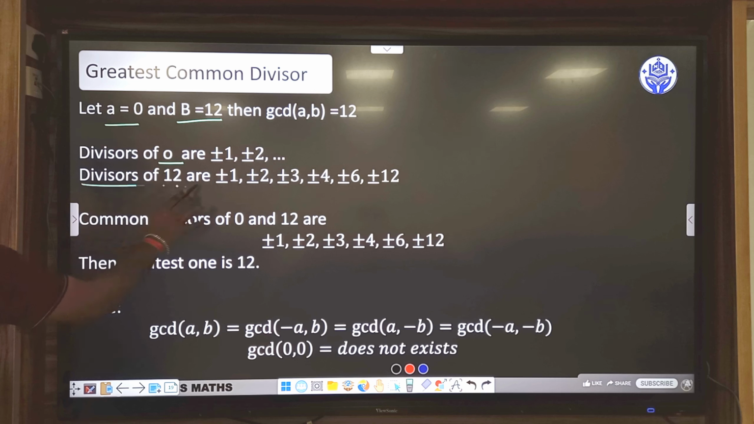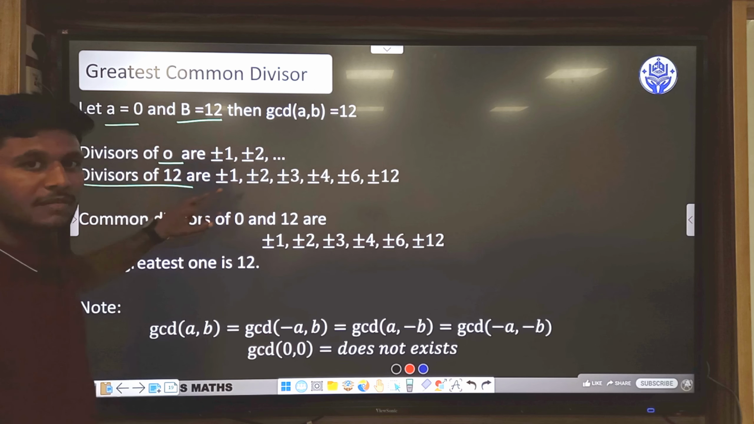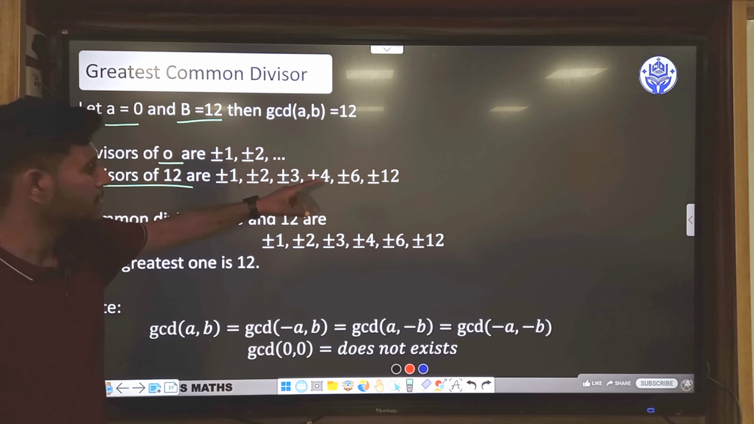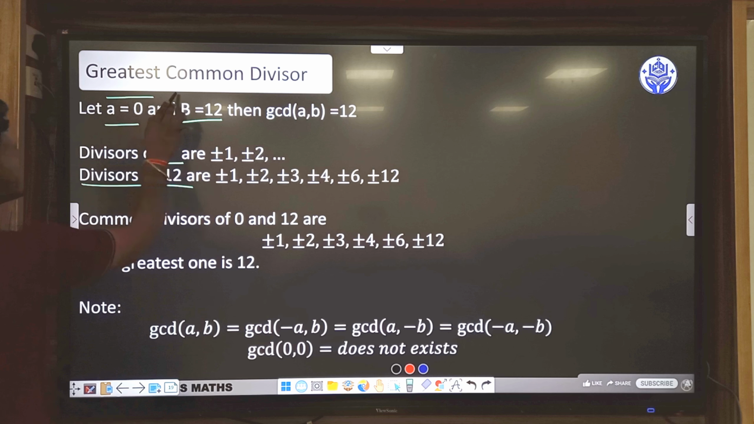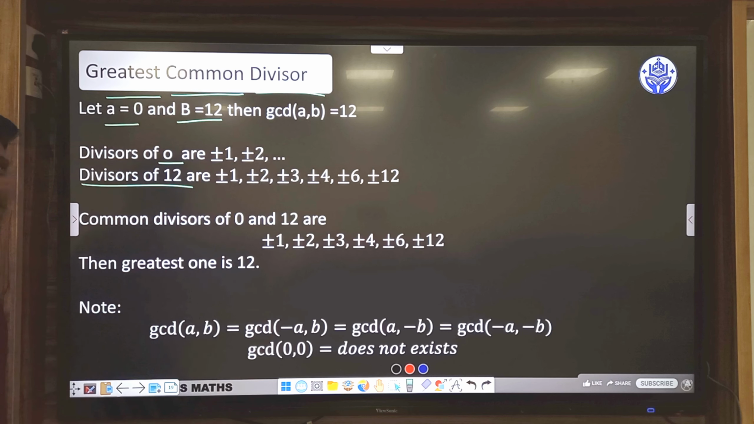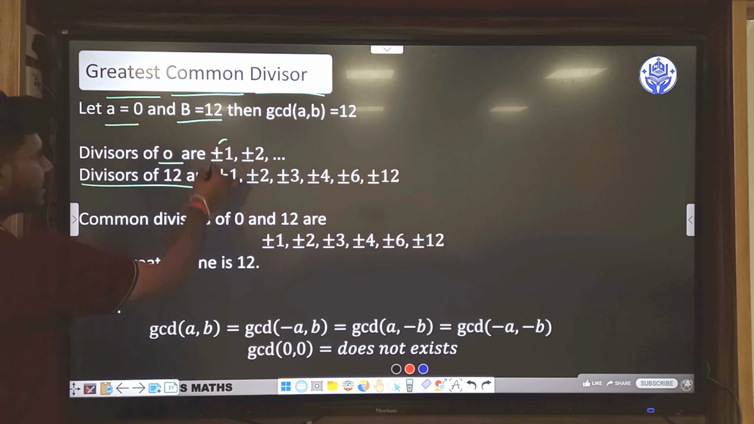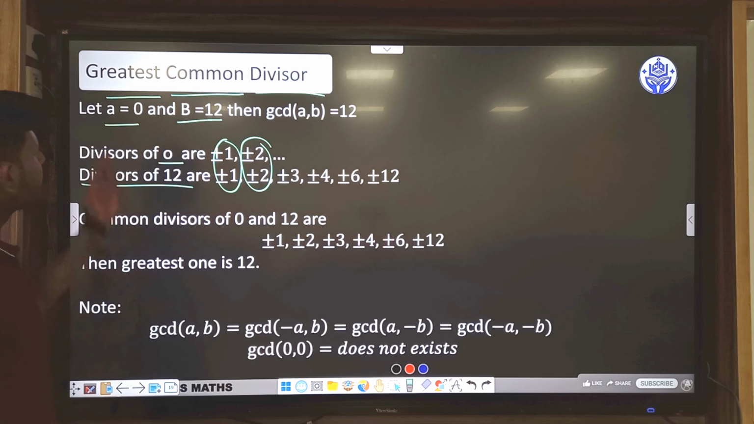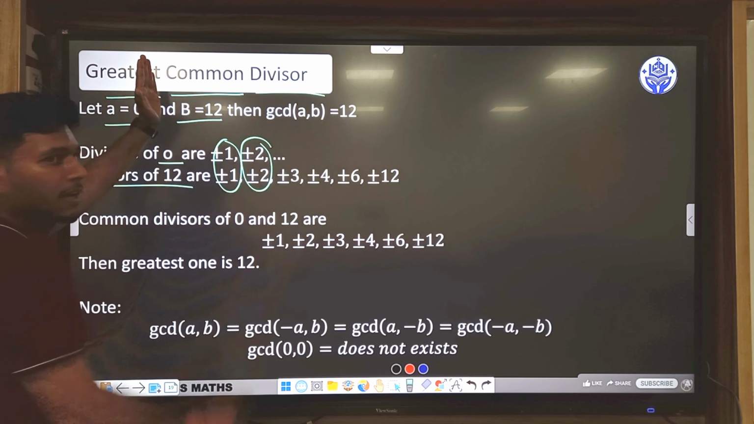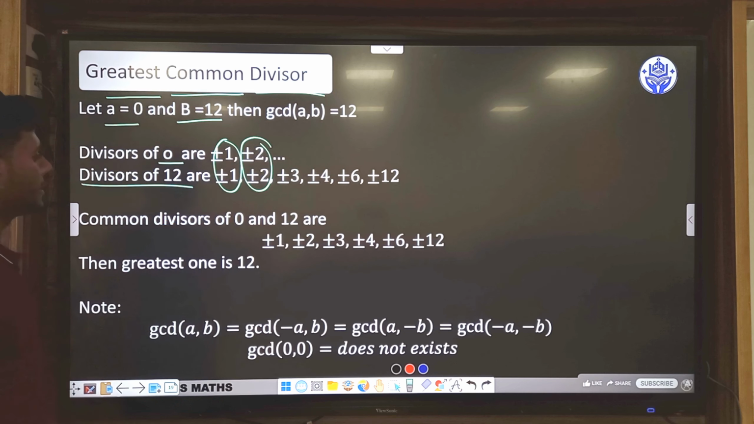And again, the divisors of 12 are plus minus 1, plus minus 2, plus minus 3, plus minus 4, plus minus 6, and plus minus 12. Now we are finding the greatest common divisor. Which ones are common here? Plus minus 1 is common, plus minus 2 is common, plus minus 3, 4, 6, all are common. These are the common divisors. Now we are finding the greatest common divisor.